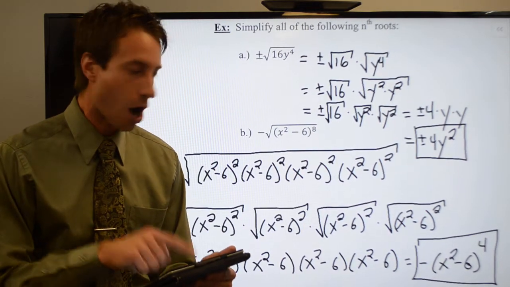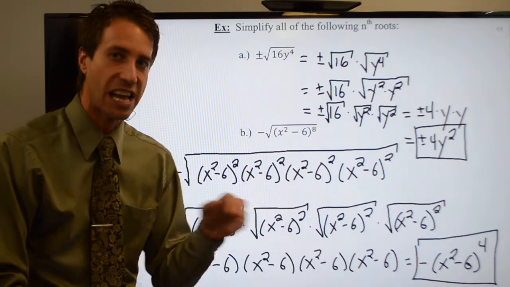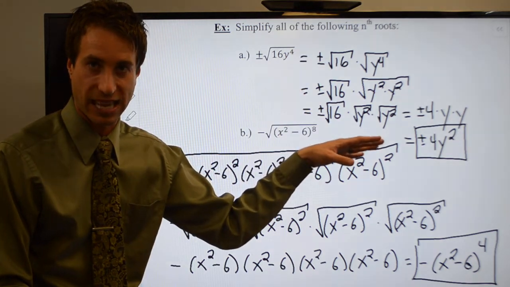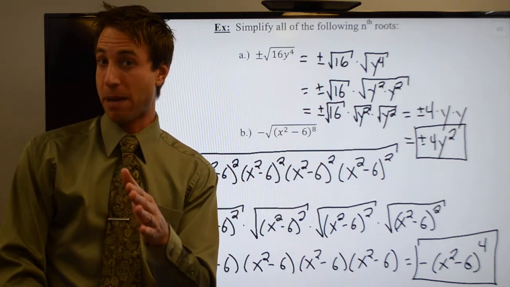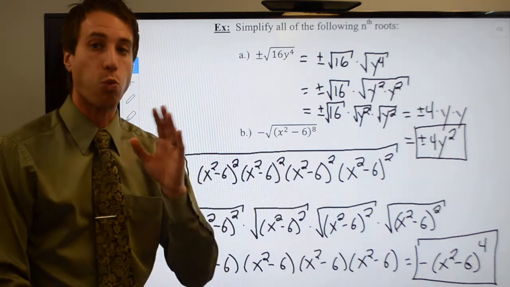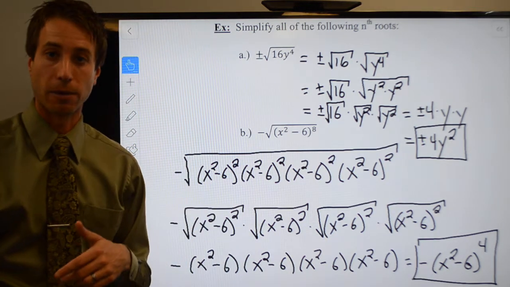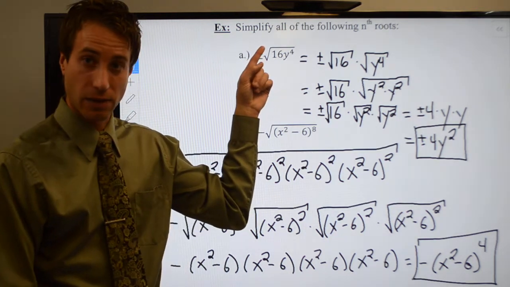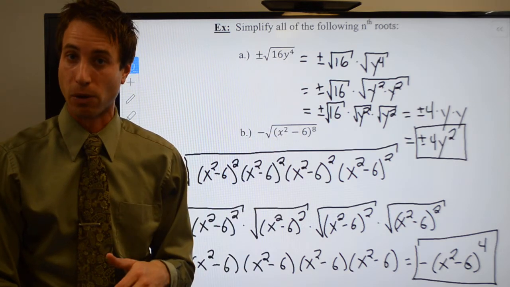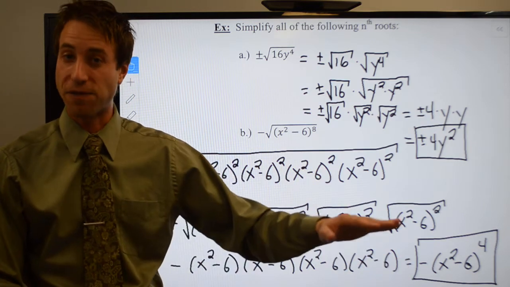On the previous page, I had you simplify these two problems. I did it by writing out a ton of steps. Hopefully you already recognized this, and if you didn't, you'll see it in just a second. As long as the index and the power are evenly divisible, you just divide them, and that will give you your final answer.